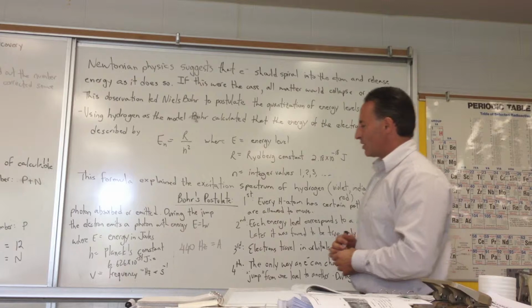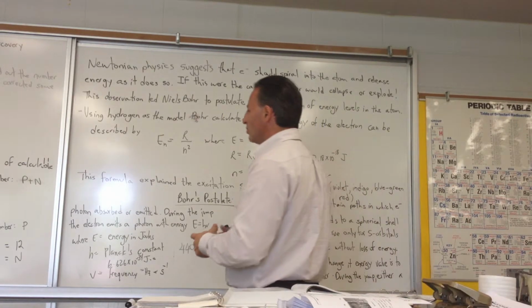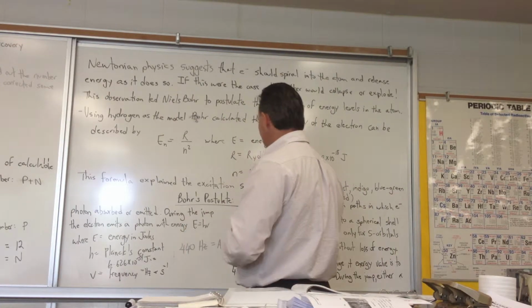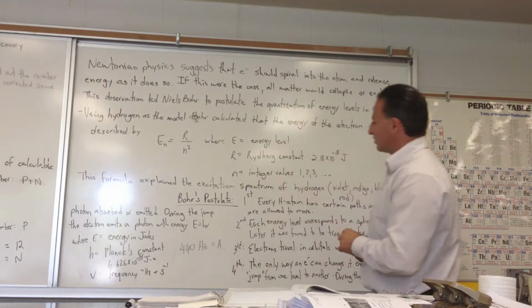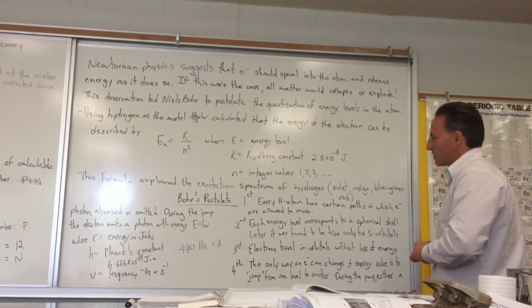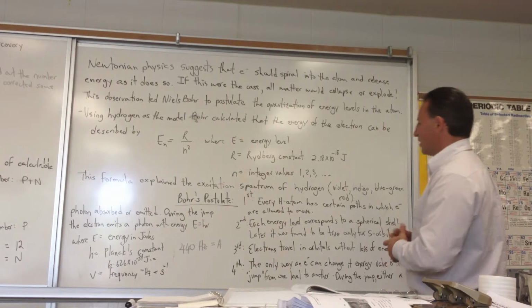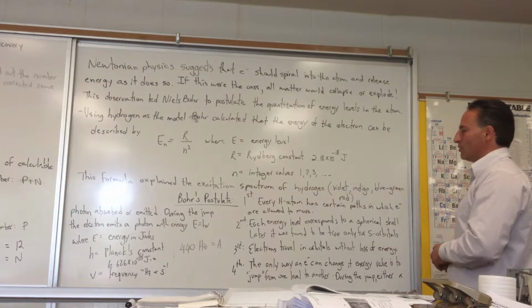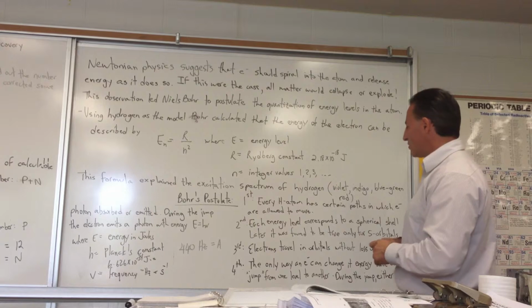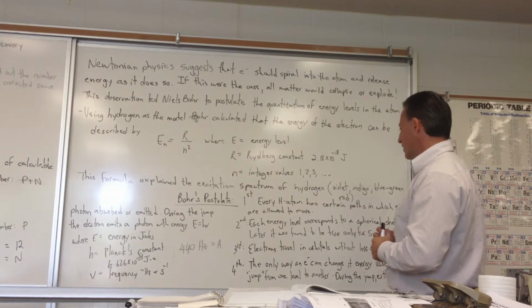So Bohr came up with a theory to explain what was happening in the atom. And the first hypothesis of his postulate was that every hydrogen atom has certain paths in which the electrons are allowed to move. The second idea was that each energy level corresponds to a spherical shell.